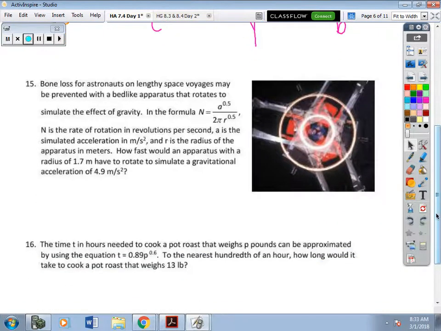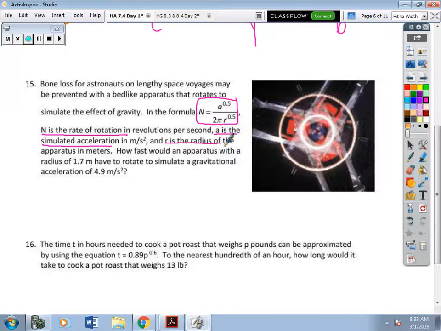All right, now the word problem isn't as bad as it looks. It's like a whole paragraph. They give us a formula. So bone loss for astronauts on a lengthy space voyage may be prevented with a bed-like apparatus that rotates to simulate the effect of gravity. In this formula, which is the most important part of this, n is the rate of rotation per seconds, a is the simulated acceleration, r is the radius of the apparatus in meters.